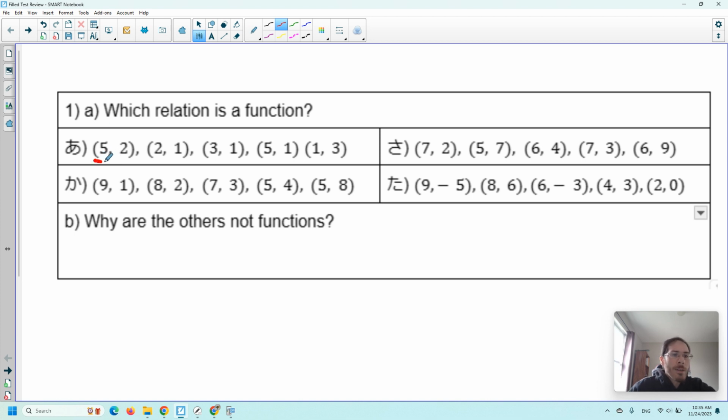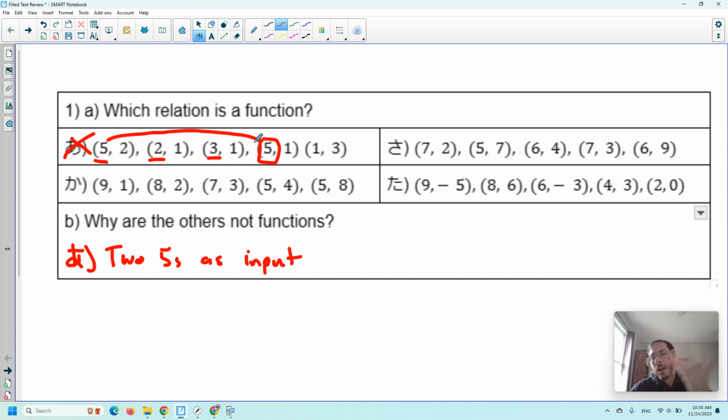So I've got 5, 2, 3, and then 5. So now all of a sudden I've got two 5s. Since these numbers are different, we cannot have that one. That one's not a function. So the first one is not a function because there are two 5s as the input. Or you could just say there are two inputs that are the same, or two x values that are the same.